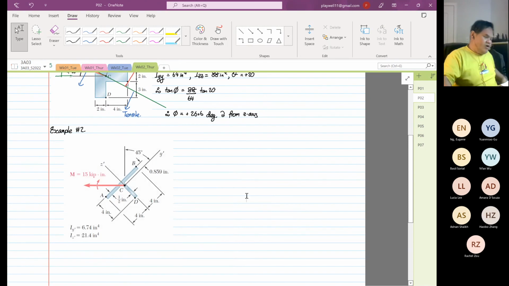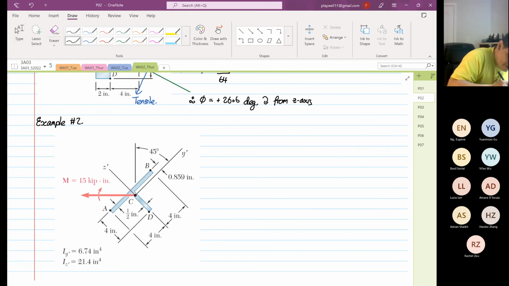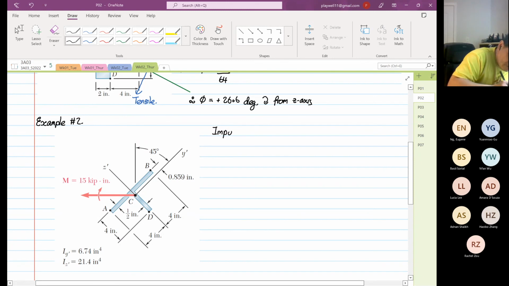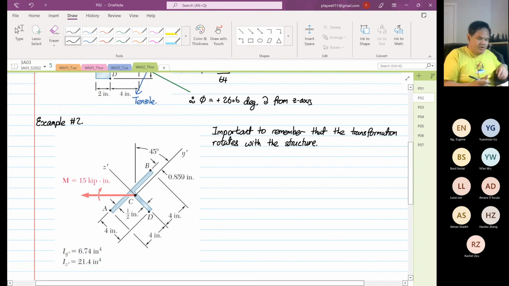Okay, and so example number two. What I'm trying to drive over here is, it's important to remember that the transformation rotates with the structure. Okay. So the formula we're going to apply is the same.